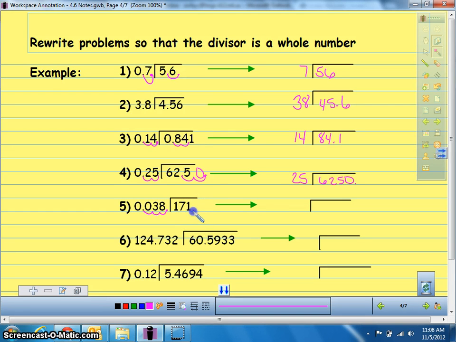So I'm going to have to still move it 3 times. I'm going to make it 1, 2, 3 little egg cartons I'm going to have to fill in. So I end up with 171,000 inside the house and 38 outside the house. I want you to go ahead and try number 6 and number 7 on your own, and we'll talk about them tomorrow. So go ahead and pause it and rewrite those as a whole number.